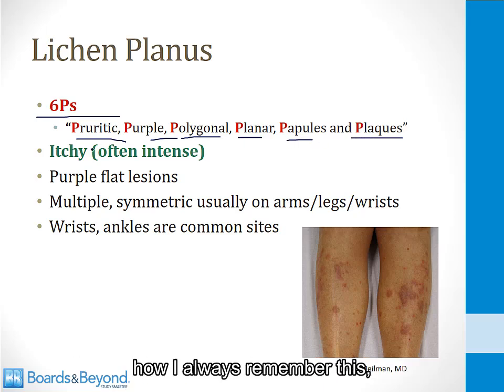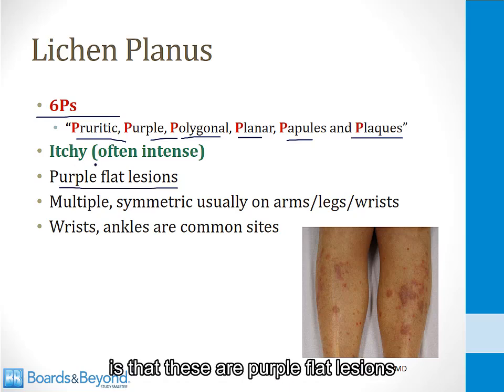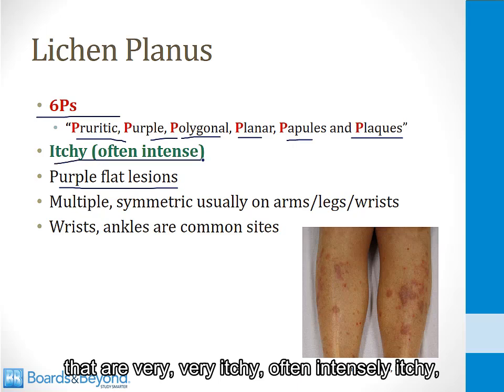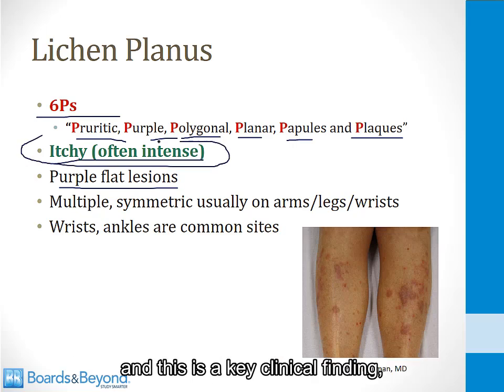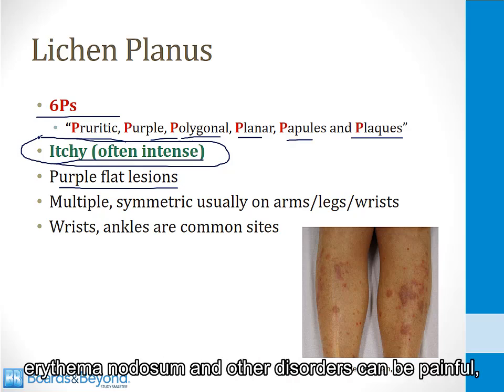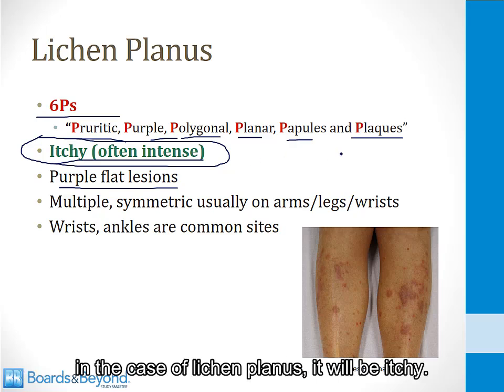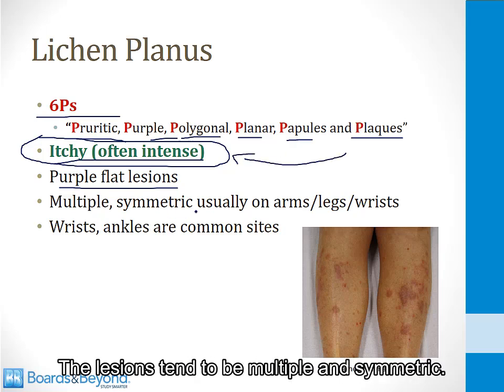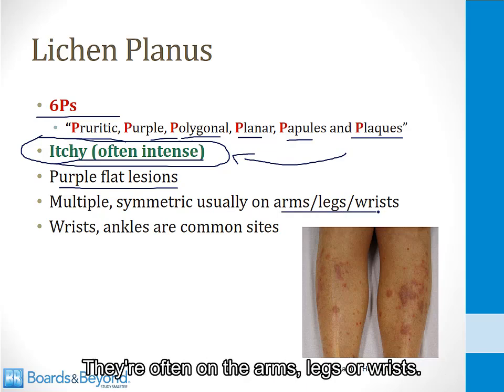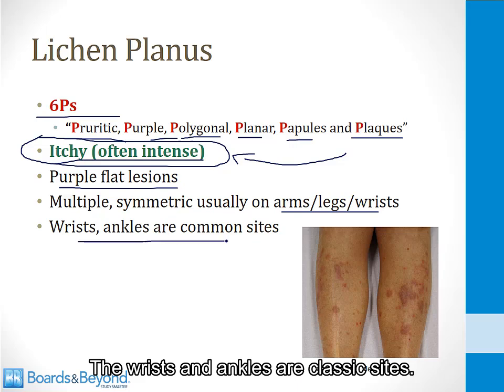How I always remember this is that these are purple, flat lesions that are very, very itchy, often intensely itchy, and this is a key clinical finding, especially in board questions. Like I told you before, erythema nodosum and other disorders can be painful. In the case of lichen planus, it will be itchy. The lesions tend to be multiple and symmetric. They're often on the arms, legs, or wrists. The wrists and ankles are classic sites.